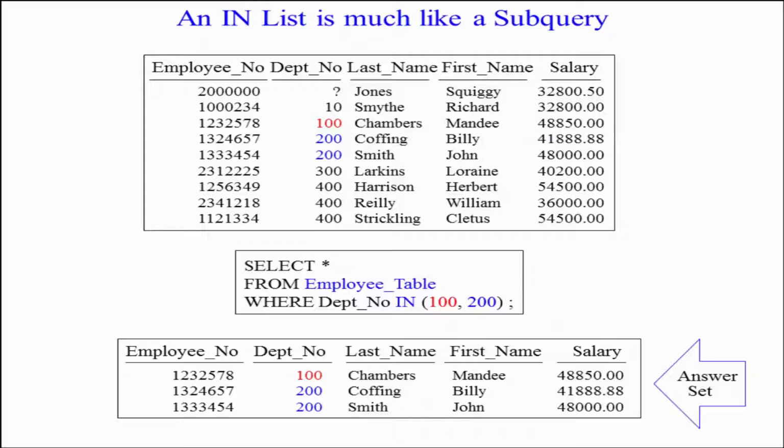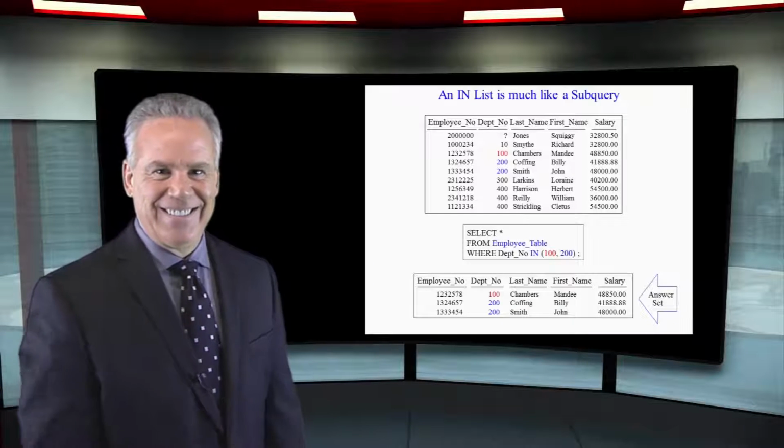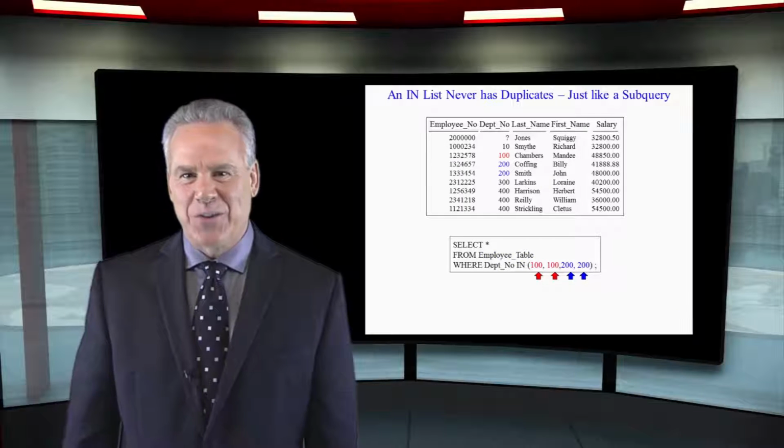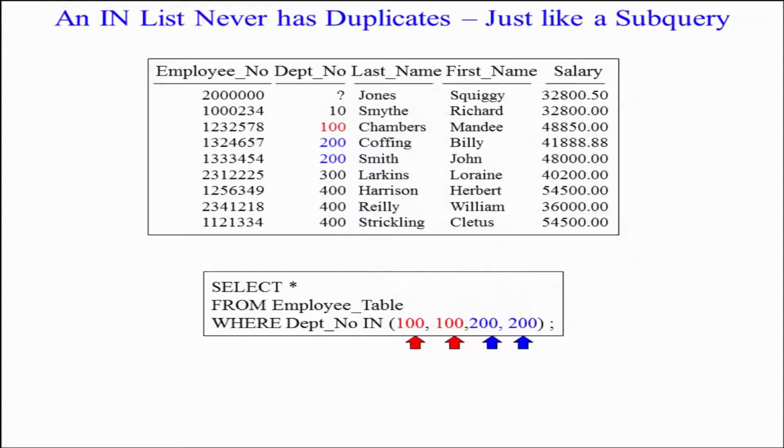Select everything from employee table where department's in 100 or 200. And of course you're saying, of course, all the employees in department 100 or 200 are coming back. That's easy. Now take a look at this next query. I'm sure you've never seen anything like it. Try not to laugh. Select everything from the employee table where the department number is in 100, 100, 200, 200.